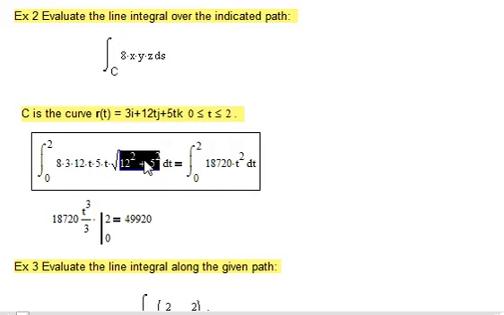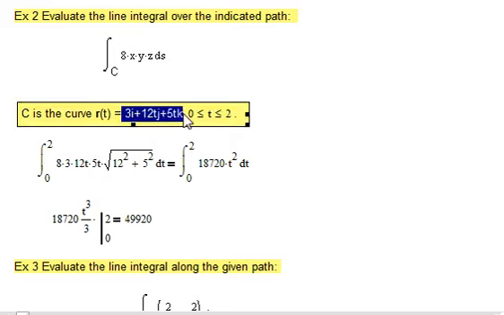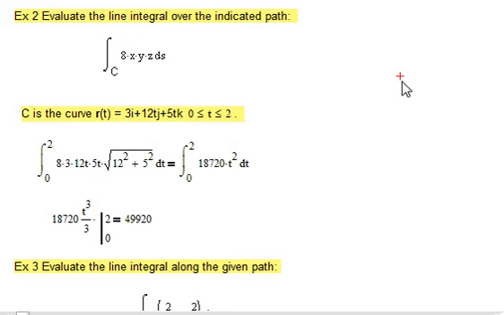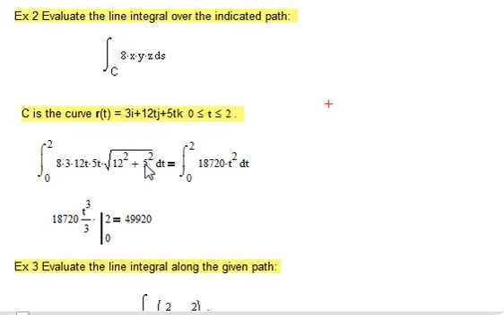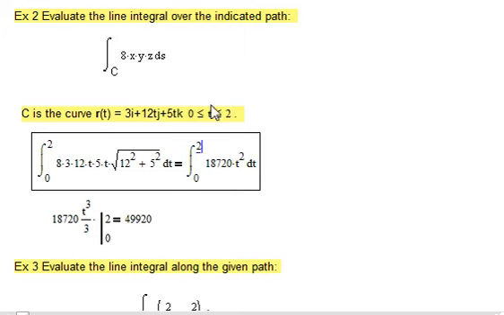And then times the length of this r, right? Or actually, the length of that r prime. I keep forgetting to say that. This is the length of the derivative of r, and that's what shows up here. And of course, our limits of integration 0 to 2 are dictated by the curve C.